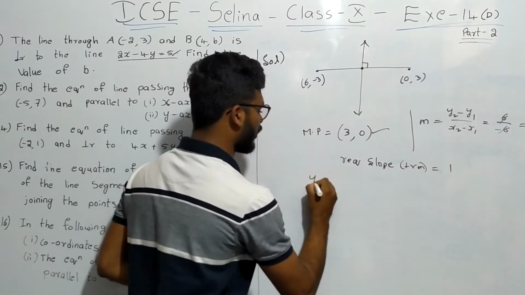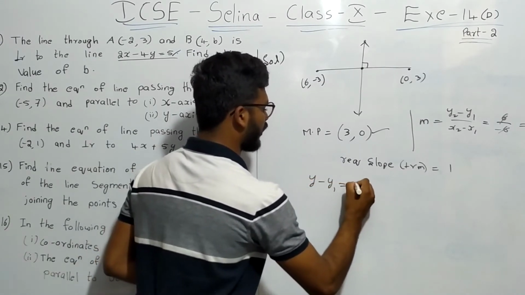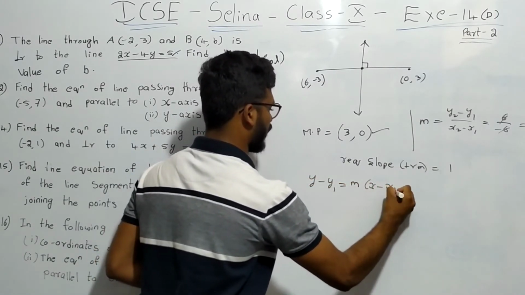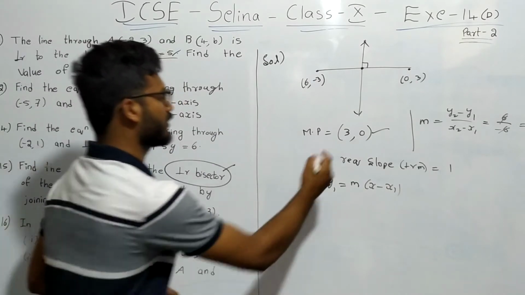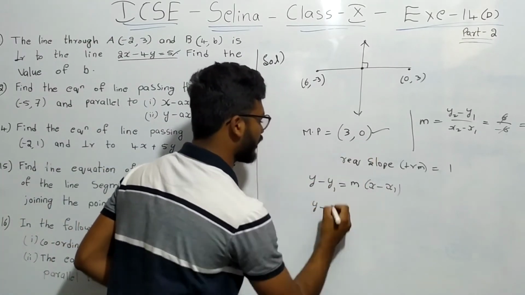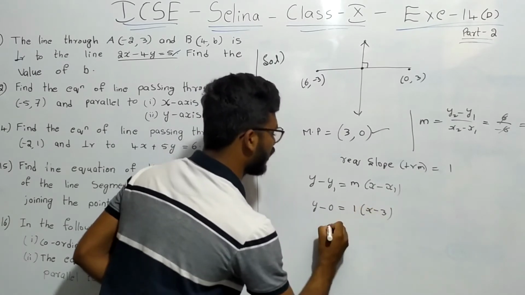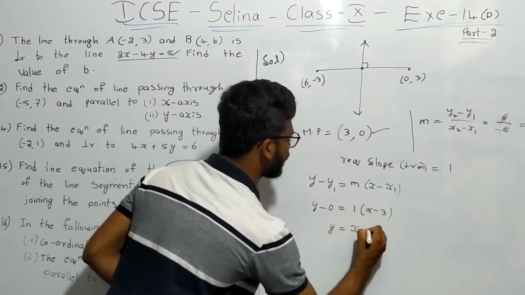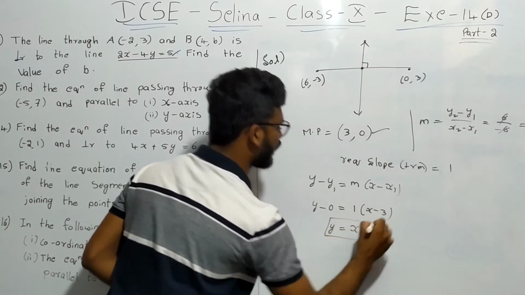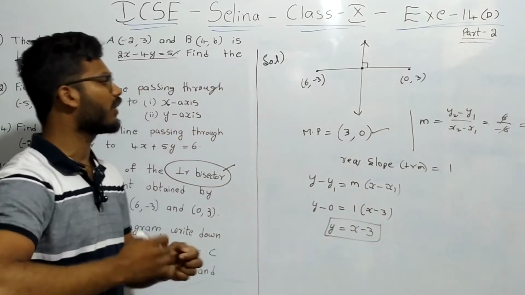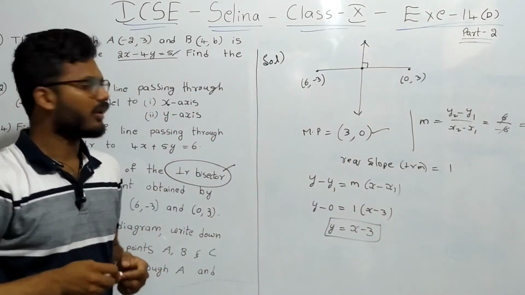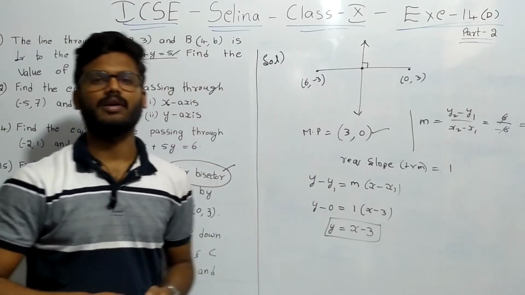So the equation is y minus y1 equal to m into (x minus x1). The point is (3, 0). So y minus 0 is equal to 1 into (x minus 3). So y is equal to x minus 3 is the required equation of the line. Or we can write x minus y is equal to 3. That also you can write for the equation of that line.